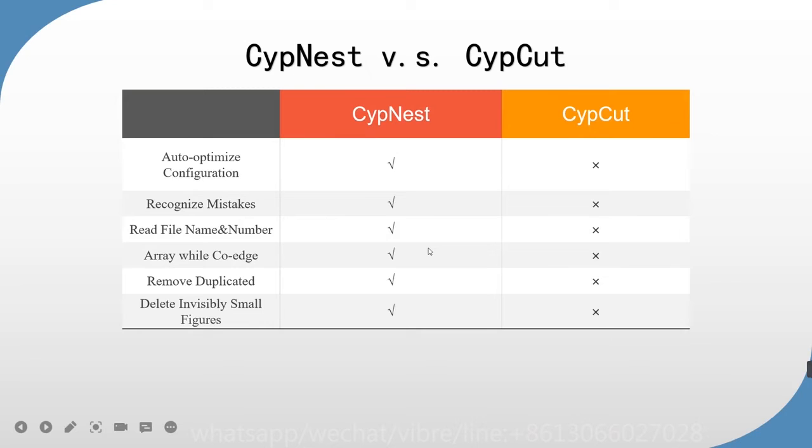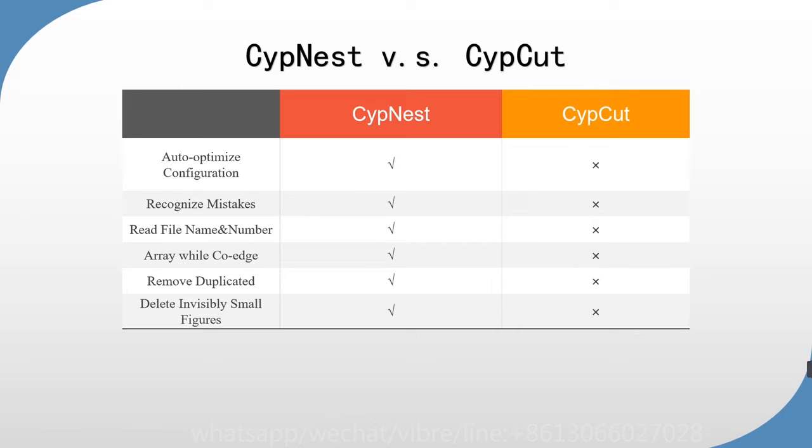What's more, Cypnest can also auto-optimize configuration, such as removing duplicates and deleting invisibly small figures. It can recognize and help modify mistakes, read file name and part number, as well as do array and co-edge at the same time.